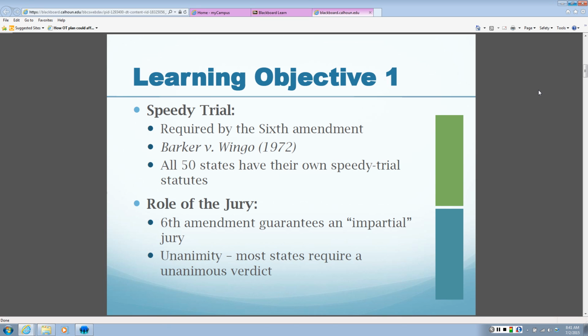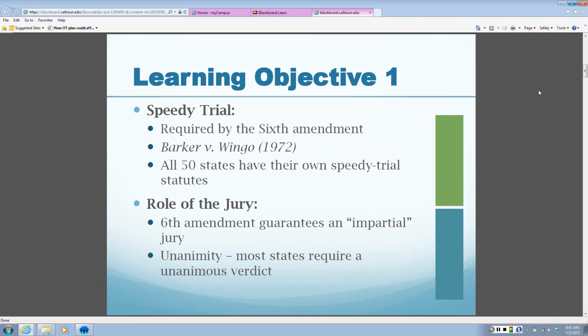Understand that all 50 states have some sort of speedy trial statute, and a good rule of thumb, especially at the federal level, is about 72 days or so from the time of arrest that you're going to go to trial, unless it's a highly complex case, and it's probably going to be given several continuances past that 70-day time period. Another right is the jury.